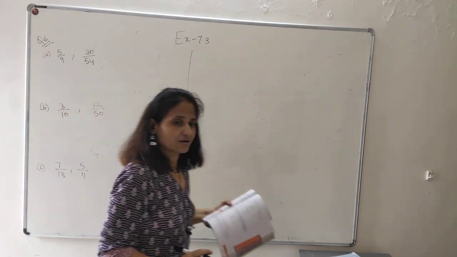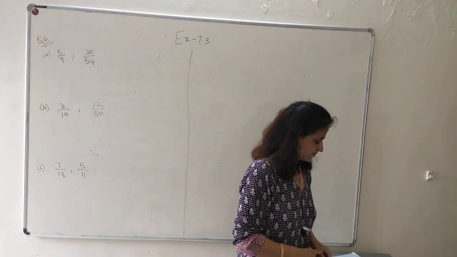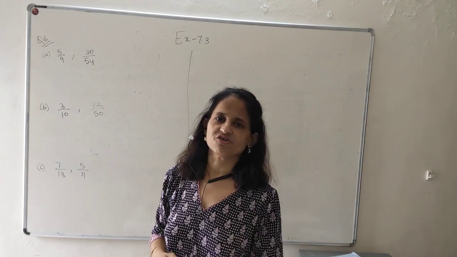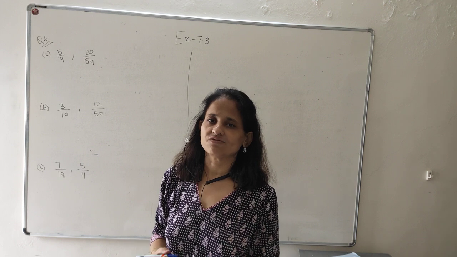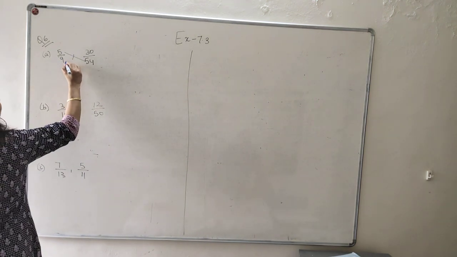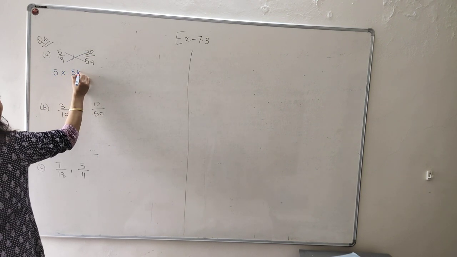I want to find out whether the given fractions are equivalent or not. There is one simple way. By cross multiplying, I will find out whether they are equivalent or not. You know the method of cross multiplying. So if I multiply 5 with 54.